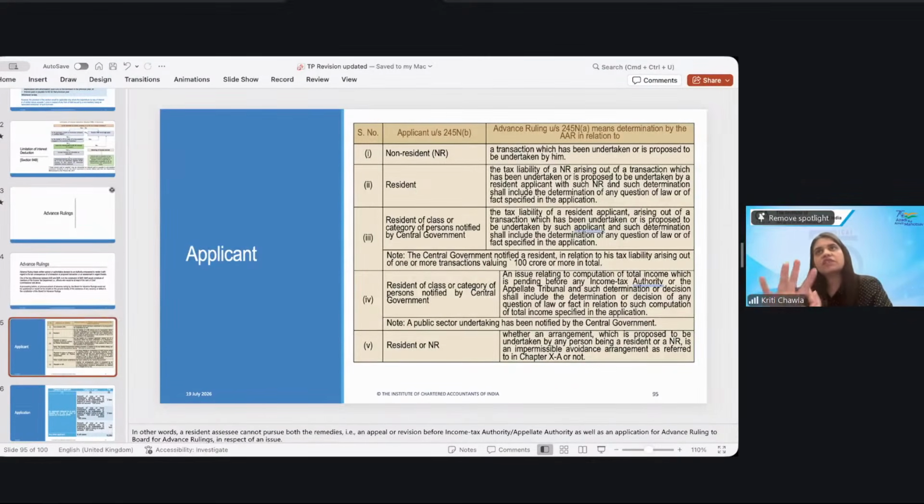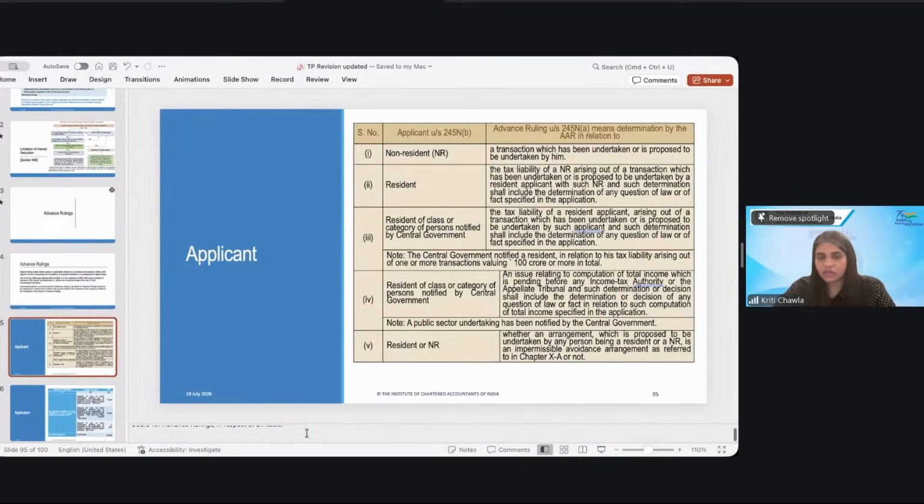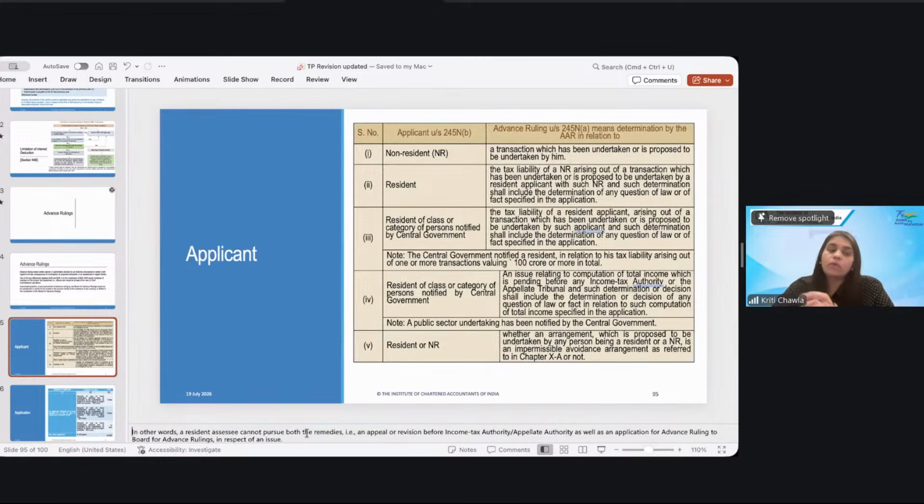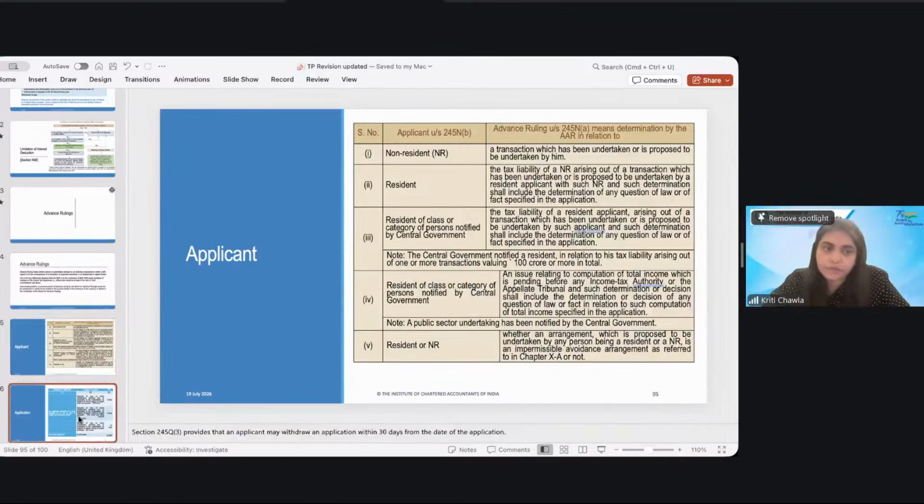So in other words, what we're really trying to say is that a resident assessee cannot pursue both the remedies. They cannot appeal or put in a revision before the income tax authority or the appellate authority, as well as the application for advance ruling to the board for advance ruling in respect of an issue. They cannot pursue both these remedies in India.